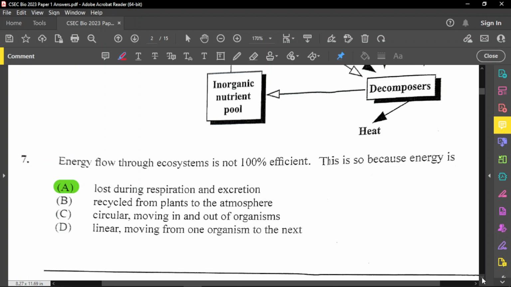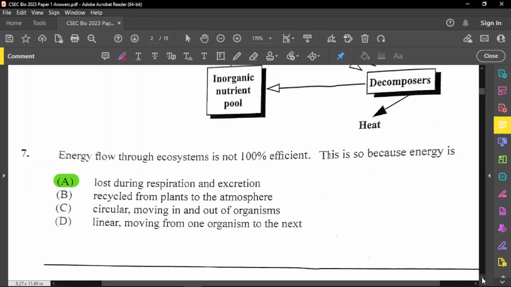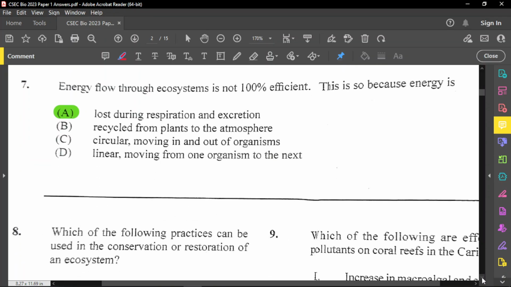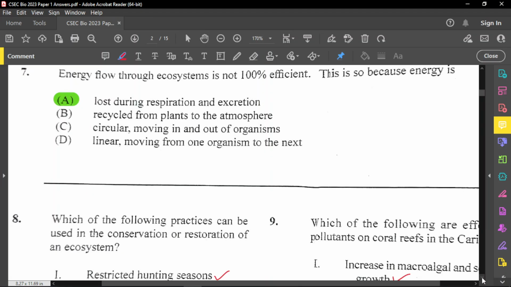Respiration, I should say, the production of energy also requires energy to start the reaction, right? And so energy is used up in every life process. All right, so all life processes use energy. So option A is correct. Again, this is a repeat question.